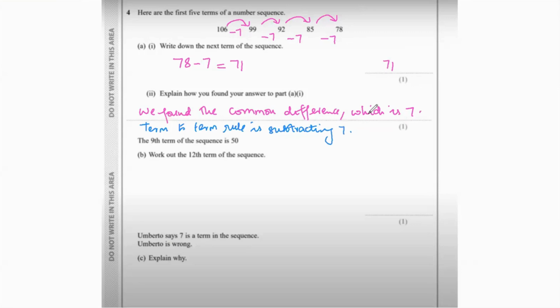So if the 9th term is 50, if we subtract 7 from 50, that's going to give us 43. So that's the 10th term. Then if we subtract 7 from 43, that's going to give us 36. So that's the 11th term. And 36 minus 7 is going to give us 29. So 29 is the 12th term. This is your 9th term. This is your 10th term. This is the 11th, and this is the 12th term. We subtracted 7 from each consecutive term to reach the next one.